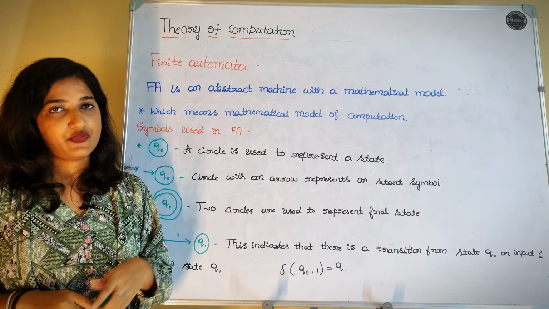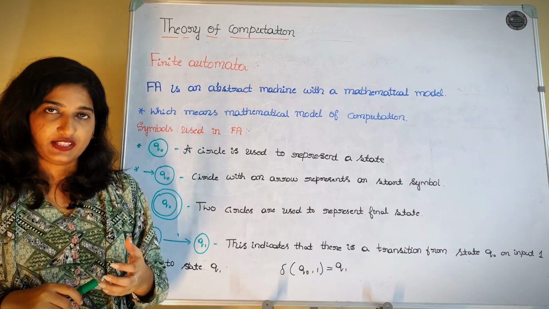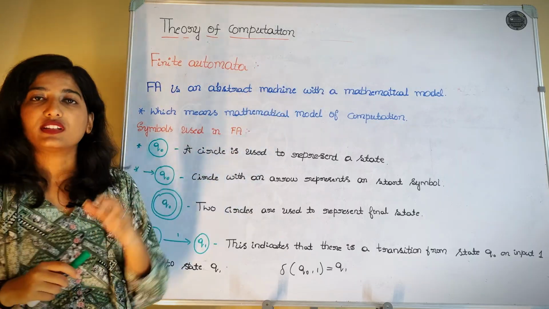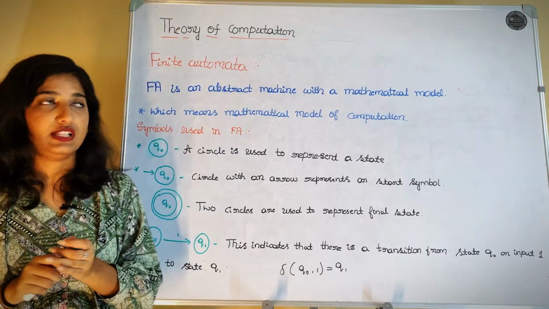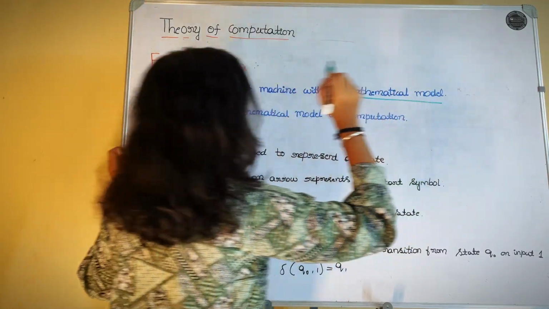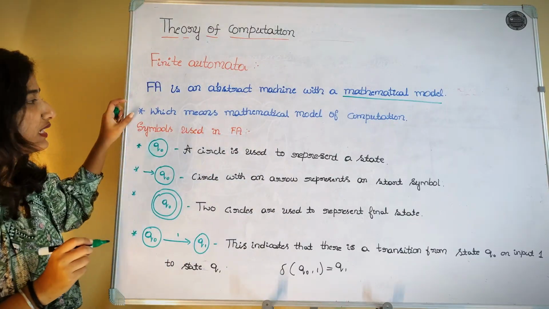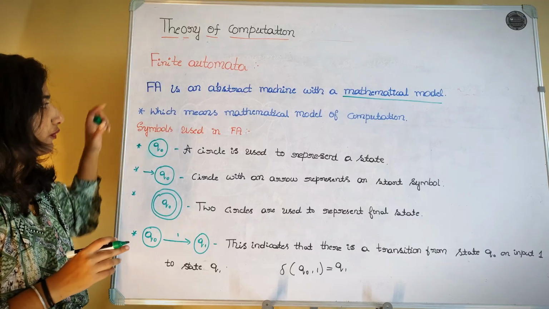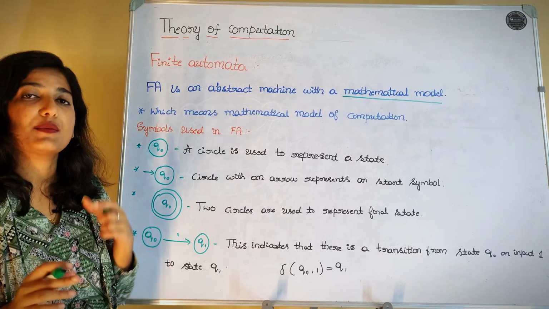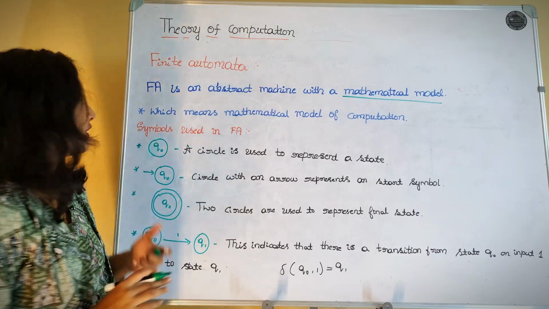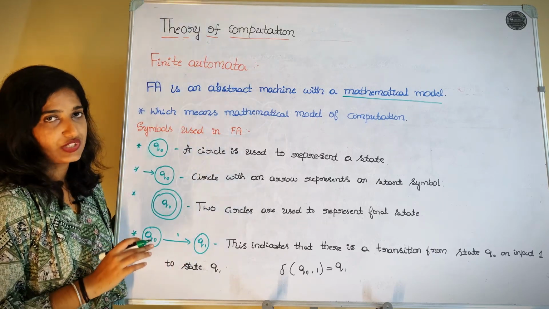Now, what is a finite automaton? A finite automaton is an abstract machine with a mathematical model. So remember this one, which means a mathematical model of computation. So FA is an abstract machine which has a mathematical model of computation. There are certain symbols used in FA.